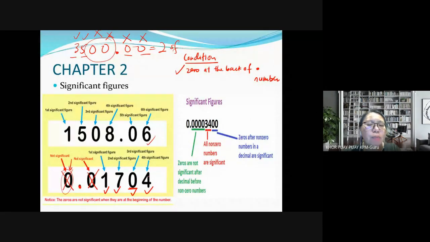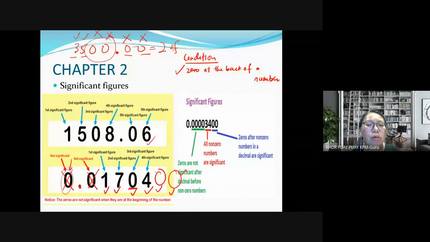Now, if let's say behind this 4 there is a 0, do we count or not? If there is 0, 0, do we count or not? Faster, faster. If the question comes out like this, 0.01704000, do you count? Everyone, very good. Say yes, correct. All right, so the zeros at the back, yes, are counted.